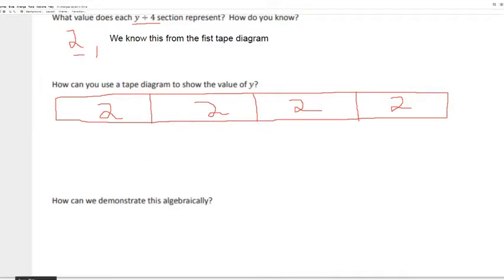Well, if I add up all of these 2's, I go 2 plus 2 plus 2 plus 2. That, of course, gives me 8. I'm not sure why it's not coming up. Maybe it'll pop up pretty soon. But once again, all of these y divided by 4s equal 2. So if I add them up, it gives us a value of 8.